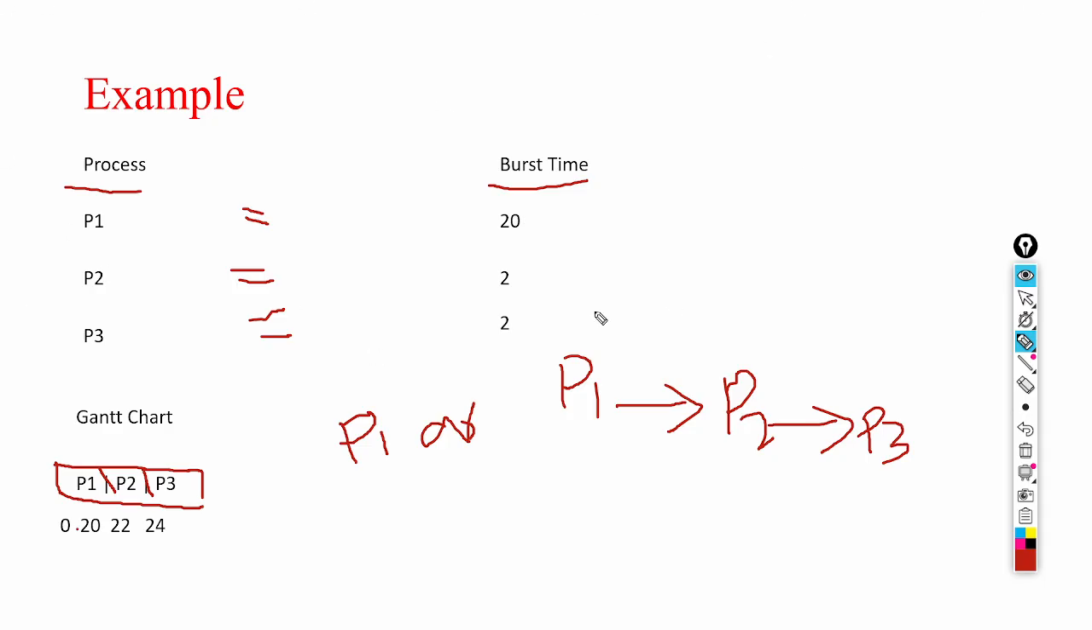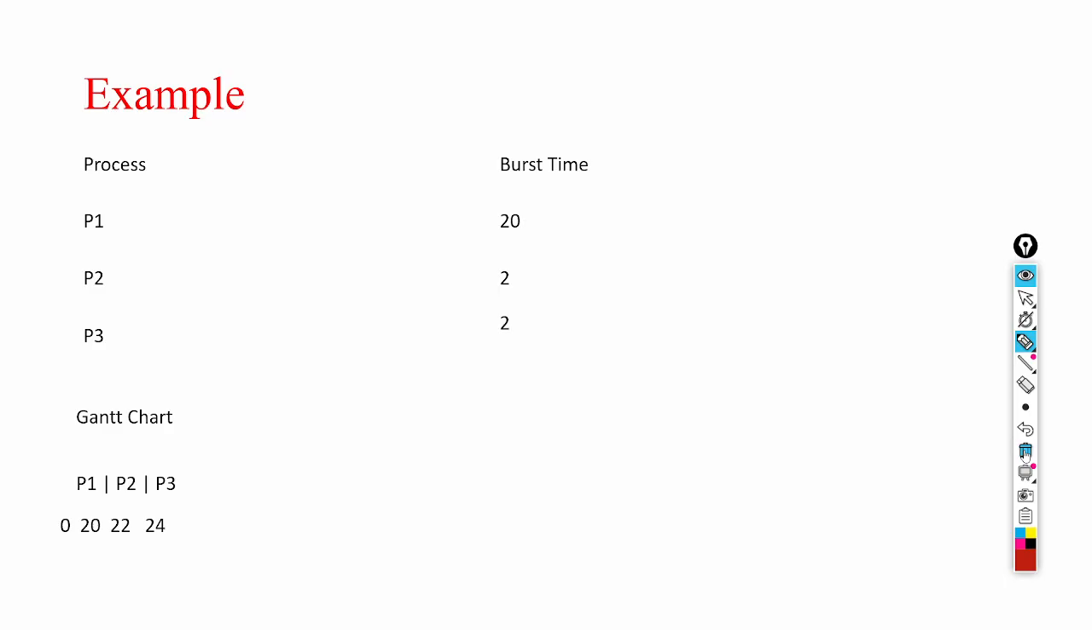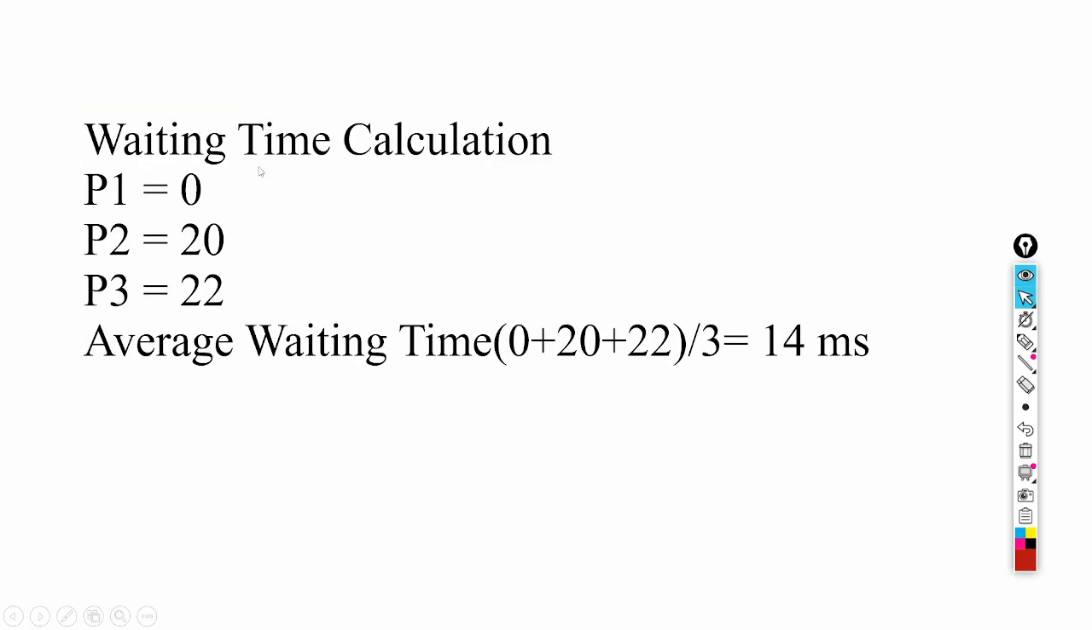For example, if P2 is here and P1 is here, then P2 will be processed first, then P1, then P3. Like this, first come, first serve. And one more example I will give you, the waiting time calculation. This is very, very important. UGC NET and TG will ask the waiting time calculation.